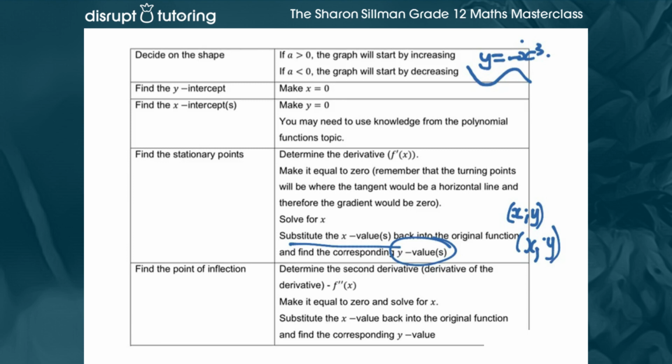Finally, you're going to find the point of inflection, so that you can see where the function changes from concave up to concave down, or vice versa. And to do that, you find the second derivative, which means the derivative of the derivative. So you just perform the rules as you do usually, the derivative of the derivative function. Again, make it equal to 0 and solve for x, and again substitute the x value back into the original function in order to find the y value.